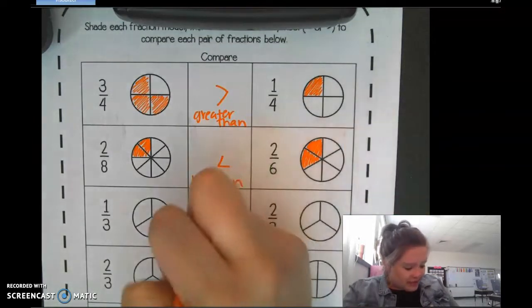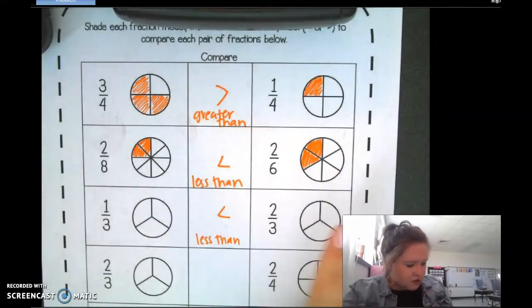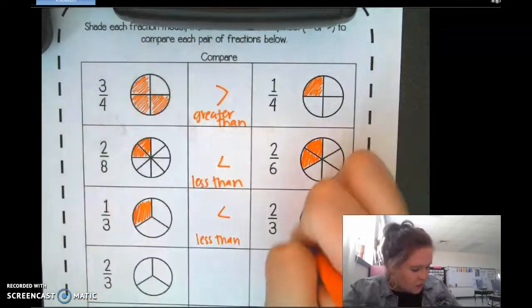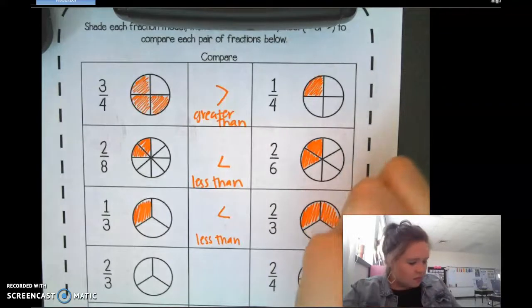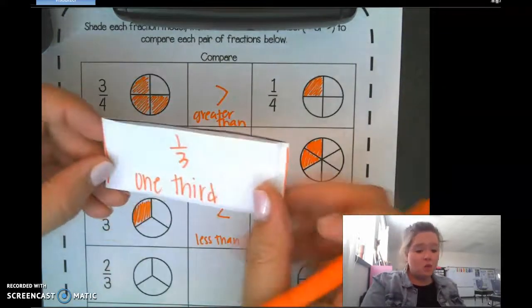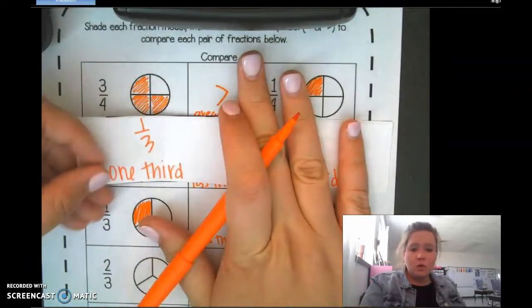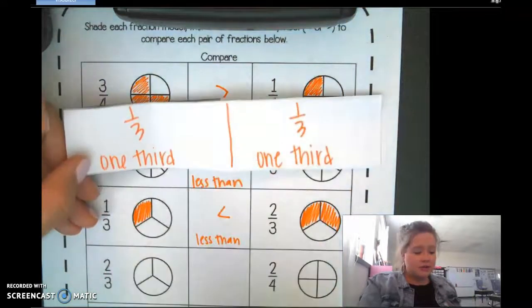One-third is less than 2/3. All right, and you can see that by this is 1/3, and this would be 2/3. So that's 1/3 and 2/3. 2/3 is going to be greater.